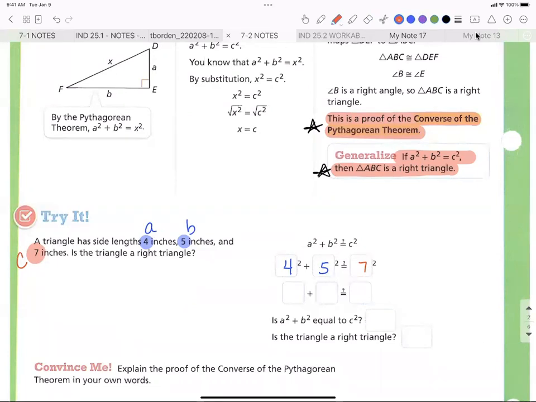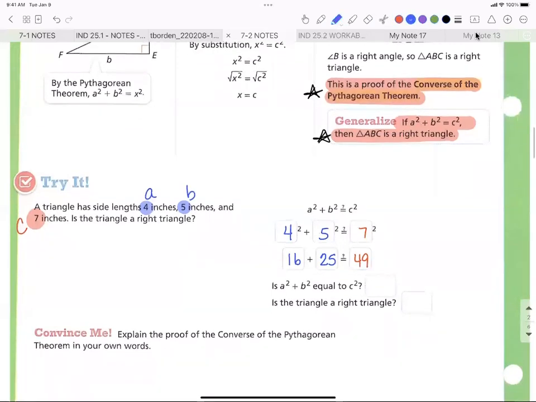So 16 for 4 squared. Aiden, what's 5 squared? 25, good. Essie, what's 7 squared? 49. And then Caitlin, if you would add 16 plus 25. 41. So we get 41 equals 49.